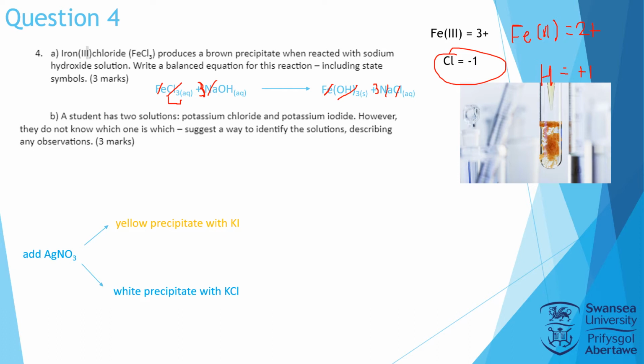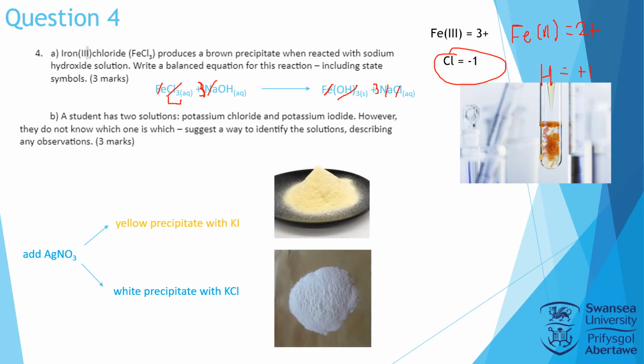There's not too much to remember here, other than you need to know the colors when you add this here. When you add silver nitrate, that's what this is. You need to know the colors of the precipitates. And one way of remembering it is iodide is yellow, so at the bottom, and then the chlorine at the top. Further up the periodic table is less yellow. But I don't know, you just need to remember those.